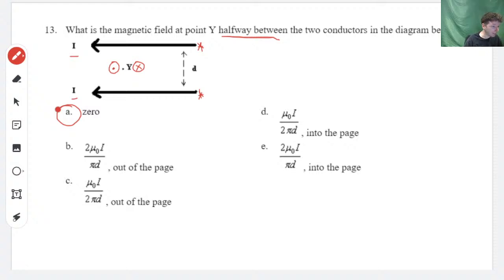However, I could change the question and make one of the wires point in the opposite direction, and then you would have Ampere's law for a straight wire where you just have a multiple of 2 with that.